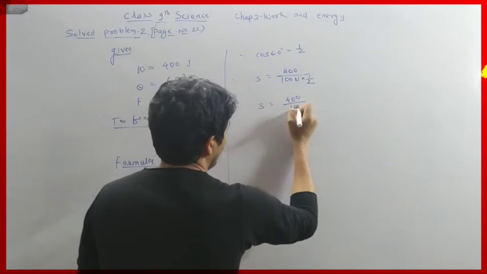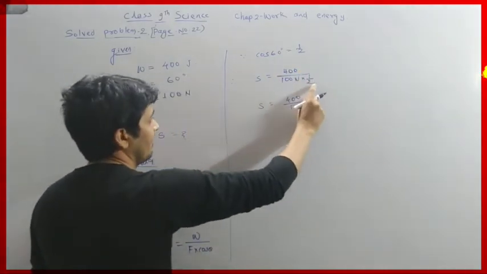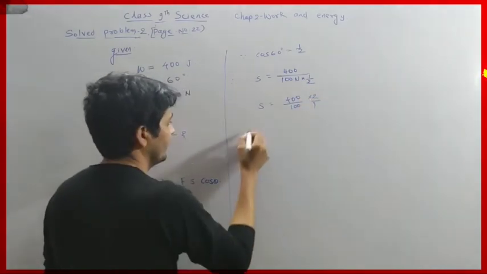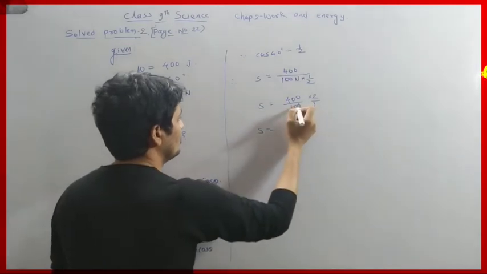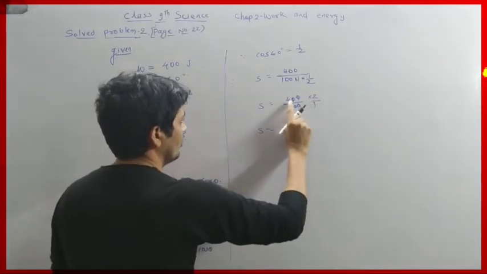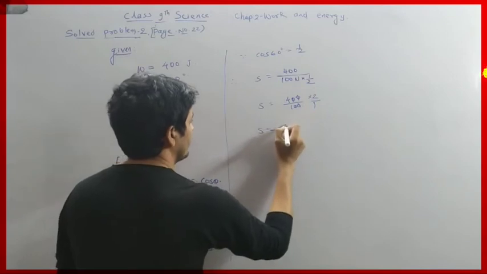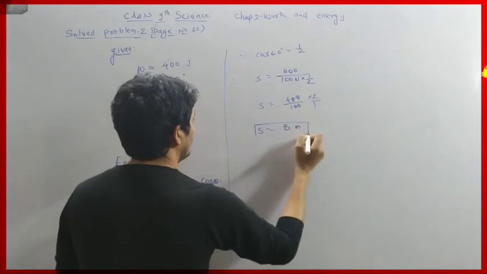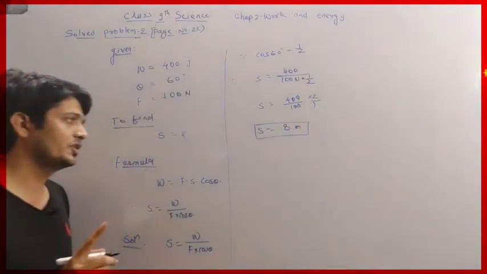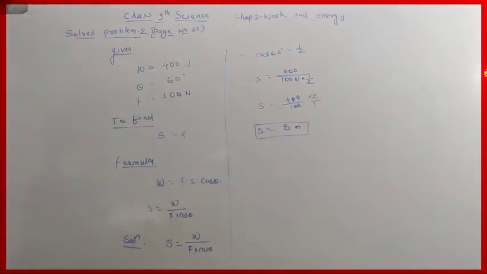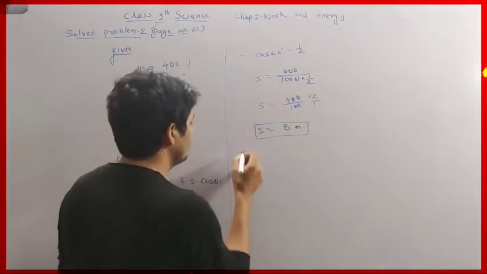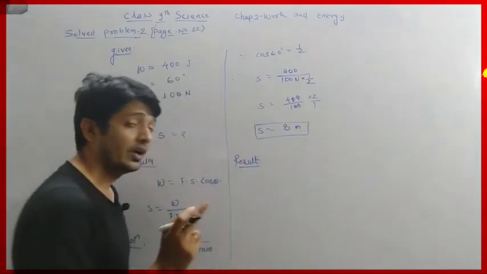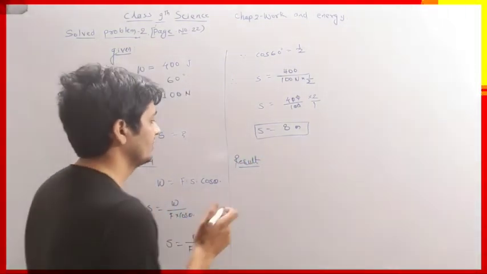divided by 100 into 1 by 2. Now this is a fraction divided by a fraction, so 2 goes up and 1 comes down. Therefore S equals, 20 and 20 cancel, 4 into 2 is 8. So 8, and this will come in meters. Okay, so the answer will be 8 meter of displacement takes place in the object. Okay, so we have to write the result now.